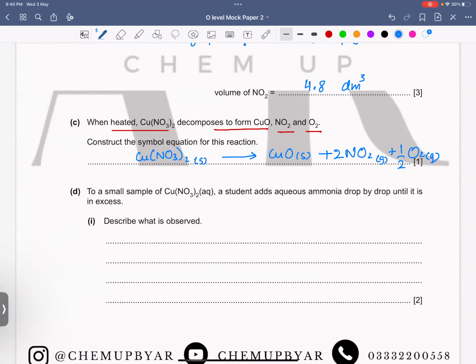Because there are 6 oxygens on the reactant side. In copper oxide, there is 1 oxygen. In NO2, there are 2 oxygens, so 2 times 2 gives 4, and 1 oxygen from the metal oxide makes 5. So we need 1 more, so I have to put a half before O2. Okay, can anybody tell me what will be the observation over here?